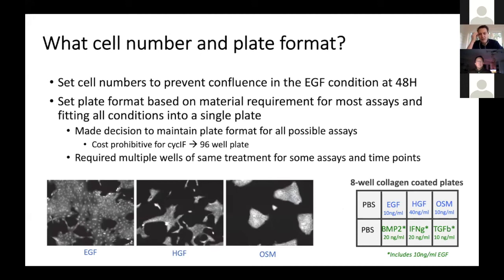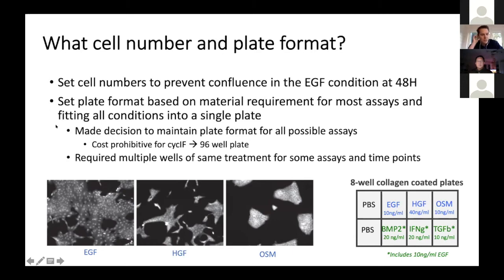So the next question we had to think about is the number of cells to plate, because this is a time course experiment, and also the plate format. The picture in the lower left-hand corner here shows the EGF condition at 48 hours. Based on the number of cells here, we tried to work backwards because we didn't want the cells to be overly confluent, so that at the 48-hour time point, specifically in the EGF condition, we wouldn't begin to get other signals in the data from that confluence. So we tried to ensure that the EGF condition never got to a confluent state, and that dictated the number of cells that we started with.